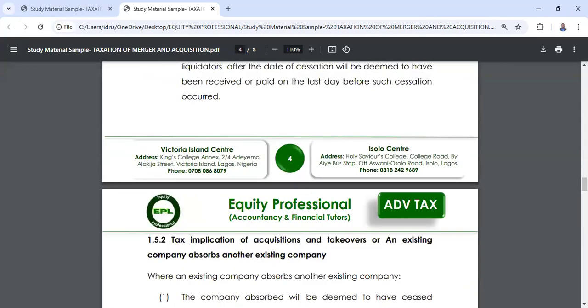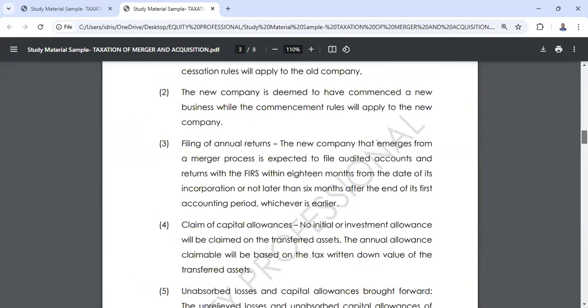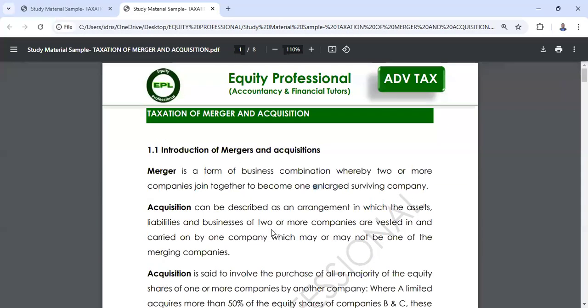So that is what we have under taxation of merger and acquisition. We will have a solved question. There's one question that we think we can solve on this merger and acquisition, but the question is not in this material. So that is that on merger and acquisition.